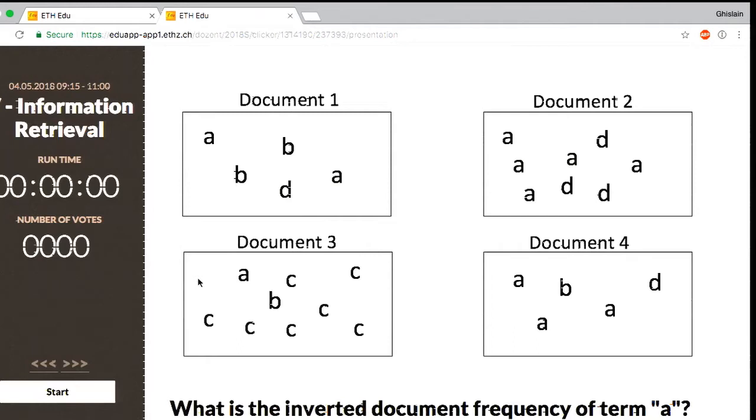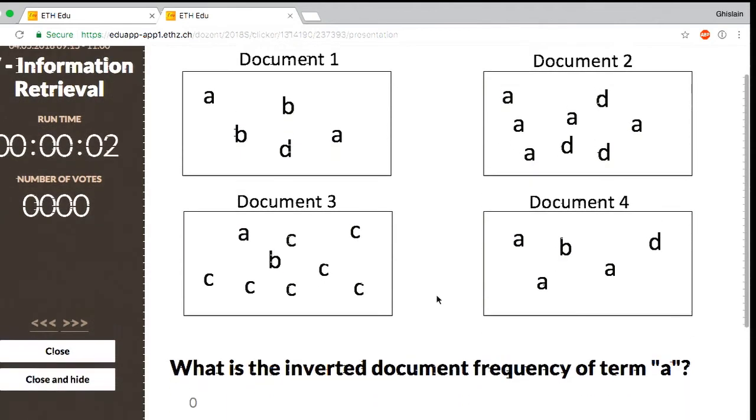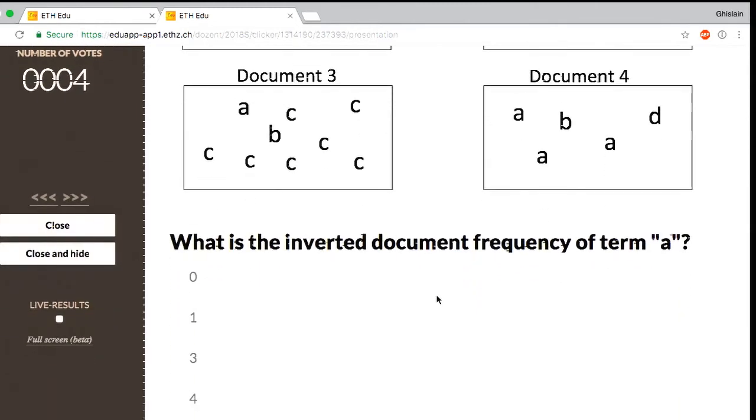Okay, next one. What is the inverted document frequency of term A? Oh, maybe I didn't order them by difficulty level. Can you tell me the inverted document frequency of term A? 0, 1, 3, or 4. For this, you probably need to remember the formula that I gave you for the inverted document frequency. Even in the name, inverted document frequency, you do have an indication. And let's see if you fall in the trap.